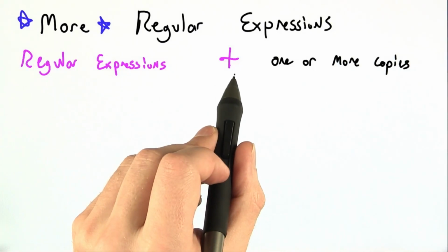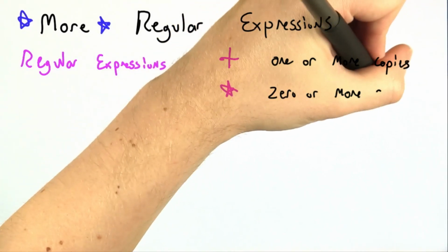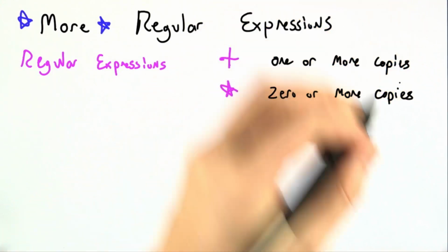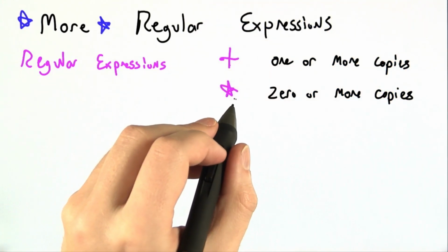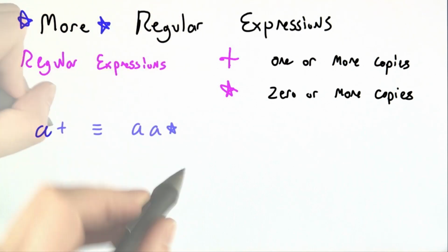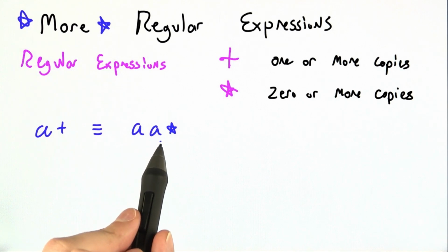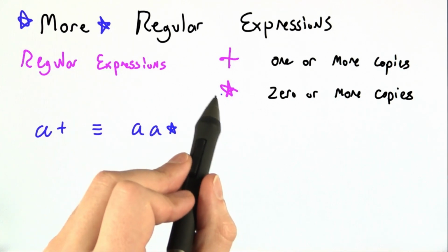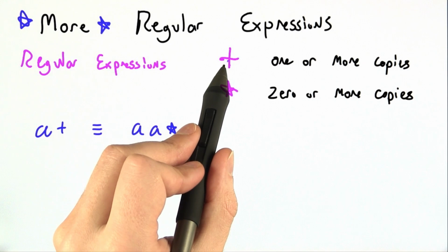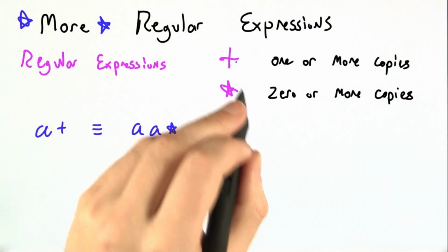Just as we can get a lot of use out of plus for one or more copies, sometimes it's nice to have 0 or more copies. So we'll introduce the star regular expression for that. You can convert between the two of them. If you wanted 1 or more copies of A, you could have A followed by 0 or more copies of A. Some classes or texts will teach the star first and then move on to the plus. We teach the plus first because it's more common for specifying Python and JavaScript.